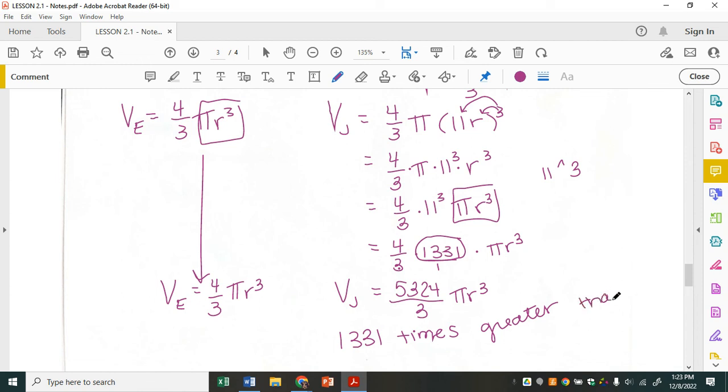Than Earth's volume. Okay, so we just took the fact that Jupiter's radius is 11 times bigger, but it really affects the entire volume of the planet at a scale of 1,331 because it's 11 to the third power.